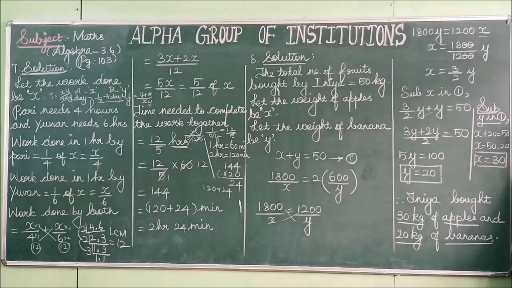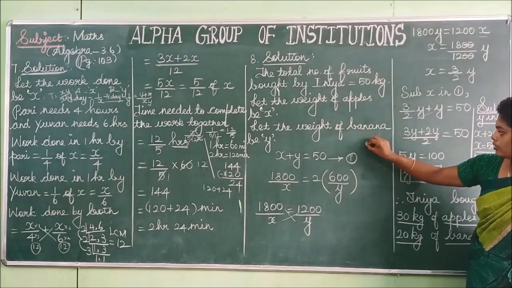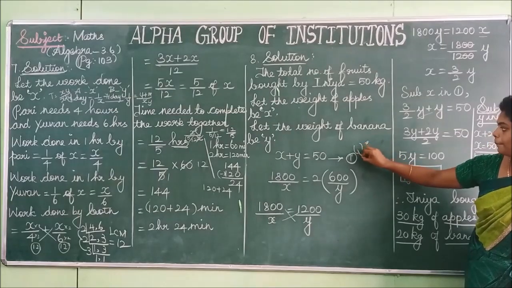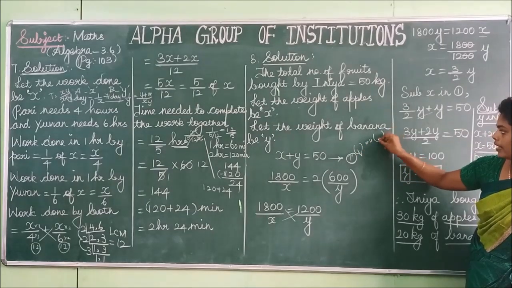So let us read the question once again. Inia bought 50 kg of fruit consisting of apples and bananas. You don't know the kg of apple and banana, so take them as x and y. So total means you have to add x plus y, which is equal to 50. Then she paid twice as much per kg for apple as she did for banana. So take one thing: she is paying for apple twice as much as banana.